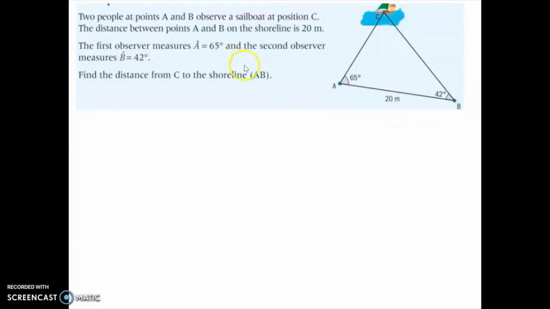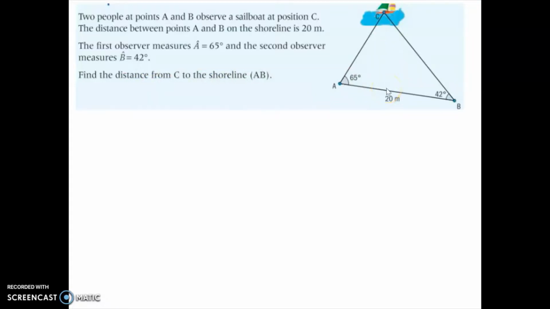The first observer measures an angle of 65 as they look out, and the second observer measures an angle of 42 degrees as they look out. So everything is marked on here. And it says, find the distance from C, which is the boat, to the shoreline AB.